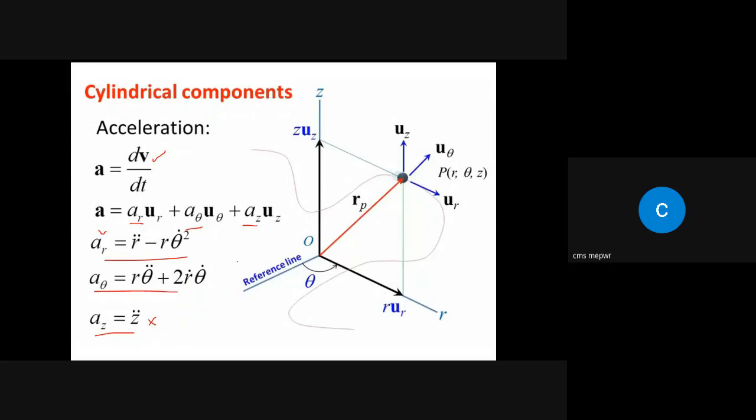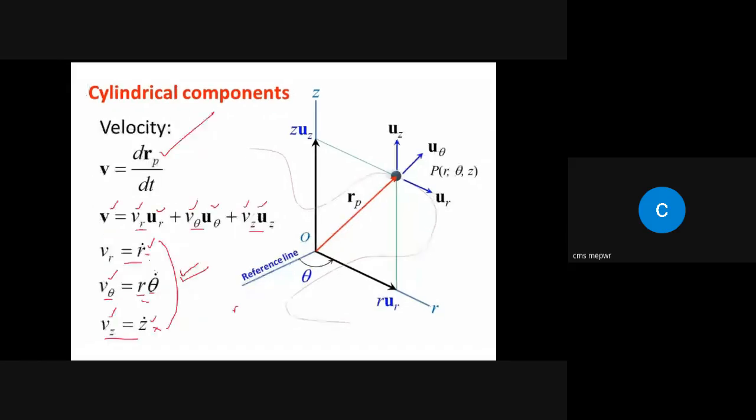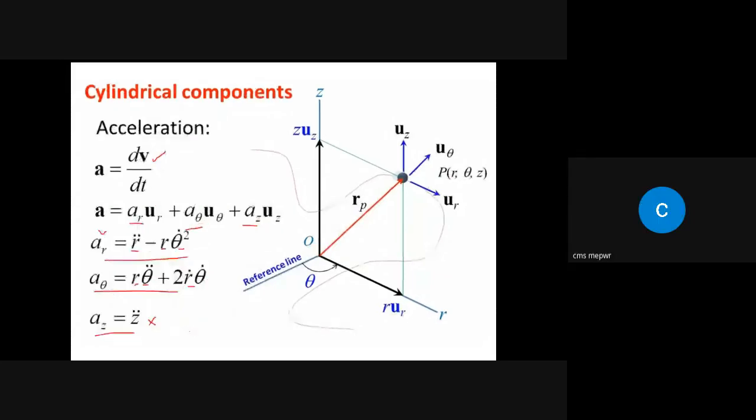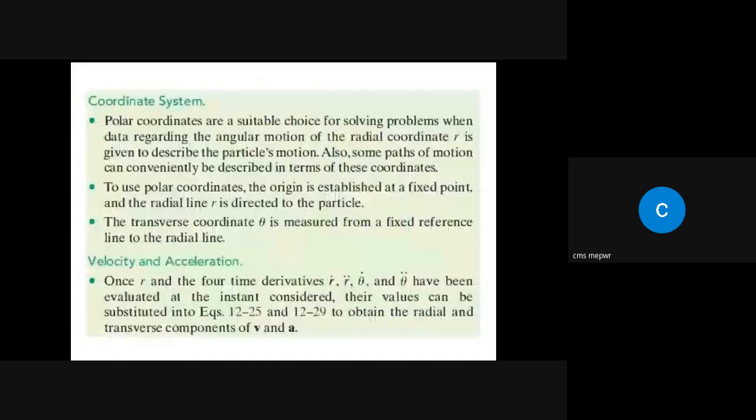So if we have these things, we can find out velocity as well as acceleration in 2D, because over here we have r double dot, here r and theta dot, r theta double dot, again r dot theta dot. What about this one? We have r dot, r theta dot, and this is not there in 2D, right? It's okay.